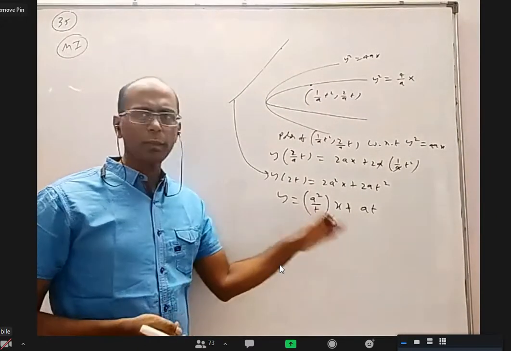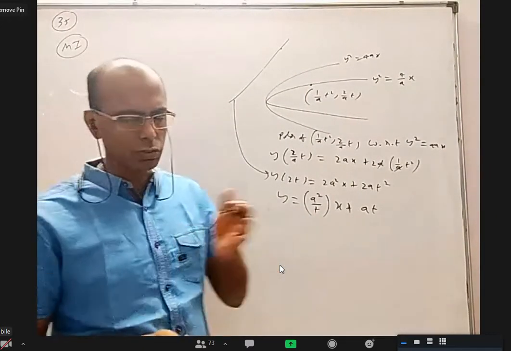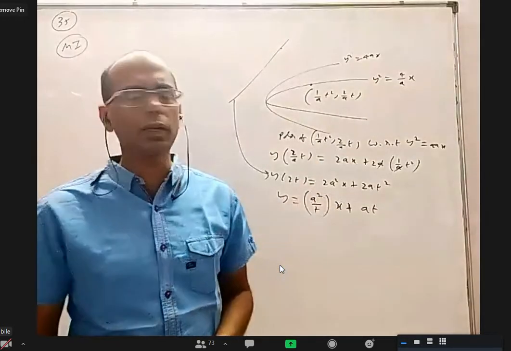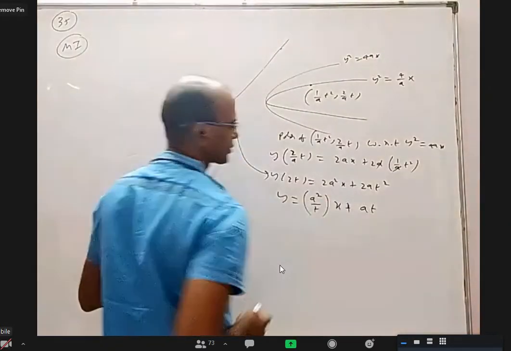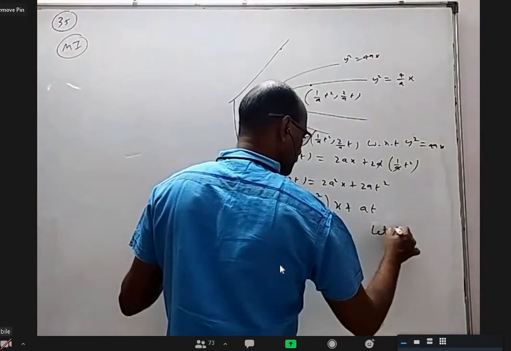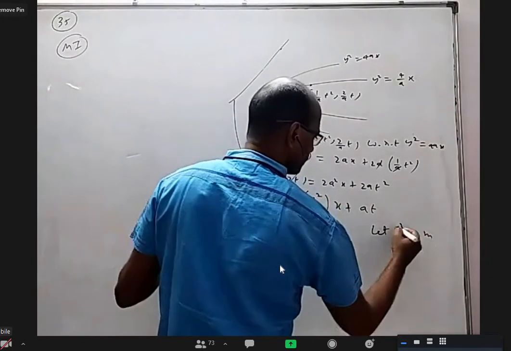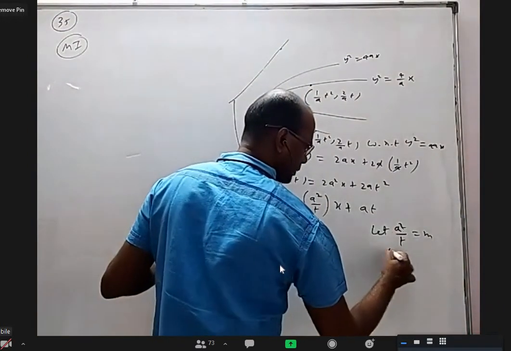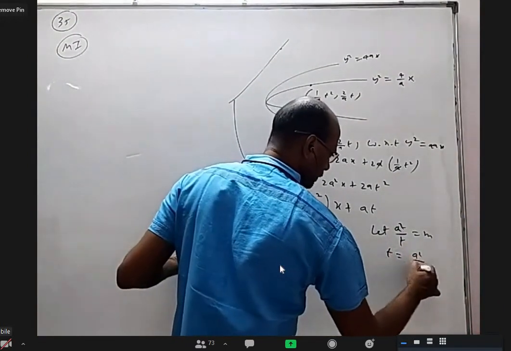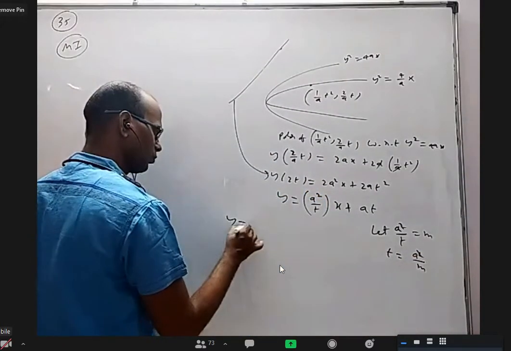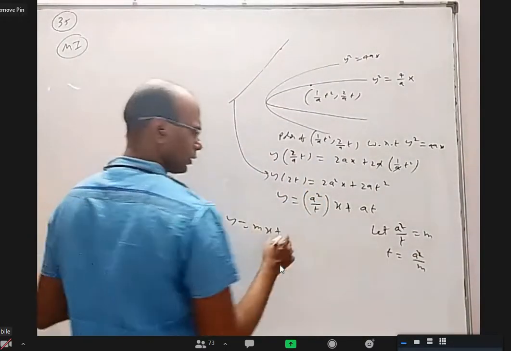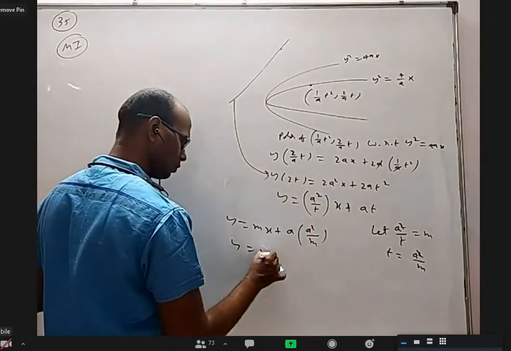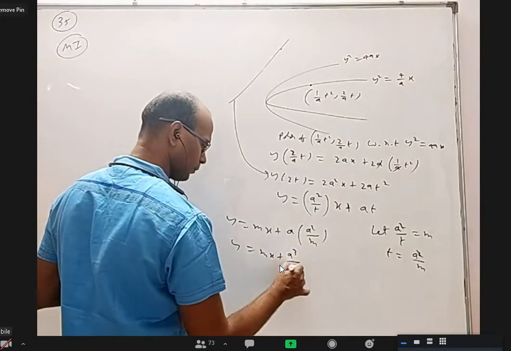But if you take y equal to mx plus something, it is easier, because if it looks like y equal to mx plus r root 1 plus m square, it is a circle. Otherwise, it will be maybe a parabola. So I want to take this as m and try to write this in terms of m. So let a square by t is equal to m. Then in the place of t, I can write a square by m. So this will become y equal to mx plus a into a square by m. y equal to mx plus a cube by m.